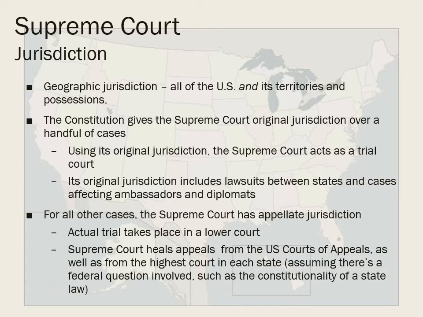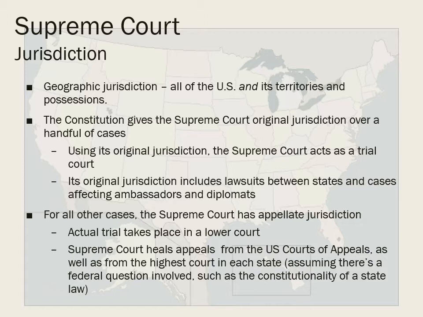The Constitution is the source of the Supreme Court's jurisdiction, and the Constitution gives the court both original jurisdiction and appellate jurisdiction. And what this means is that sometimes the court hears cases that are filed directly with it, and it acts as the trial court. And then other times, more frequently, the court hears cases that were filed initially in a lower court, and they got appealed up to the Supreme Court.